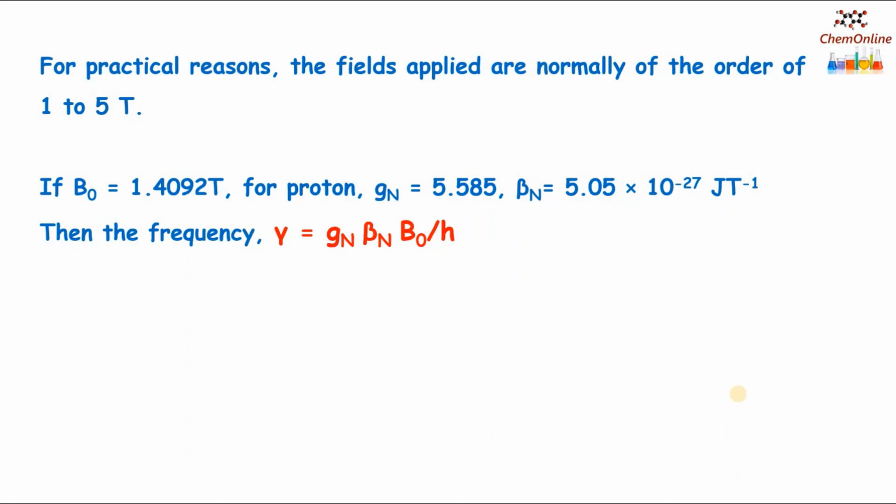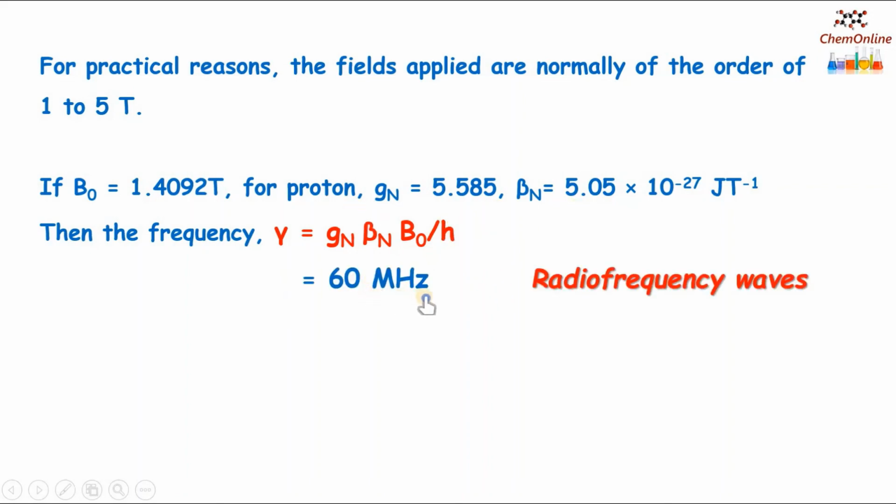So if B0 equals 1.4092 Tesla, and for a proton the nuclear g factor Gn equals 5.585, and the nuclear magneton beta n equals 5.05 into 10 raised to minus 27 joule per Tesla, then the frequency is nu equals Gn beta n B0 by h. If we substitute these values in this equation, we get the frequency as 60 megahertz, and this corresponds to the radio frequency region of the electromagnetic spectrum.